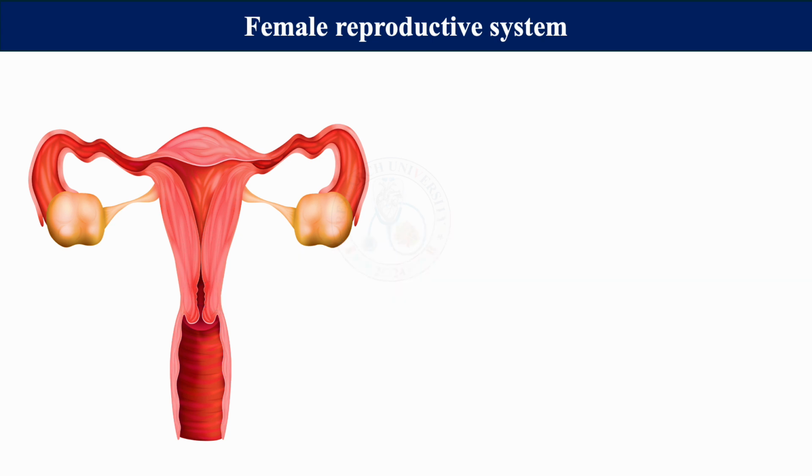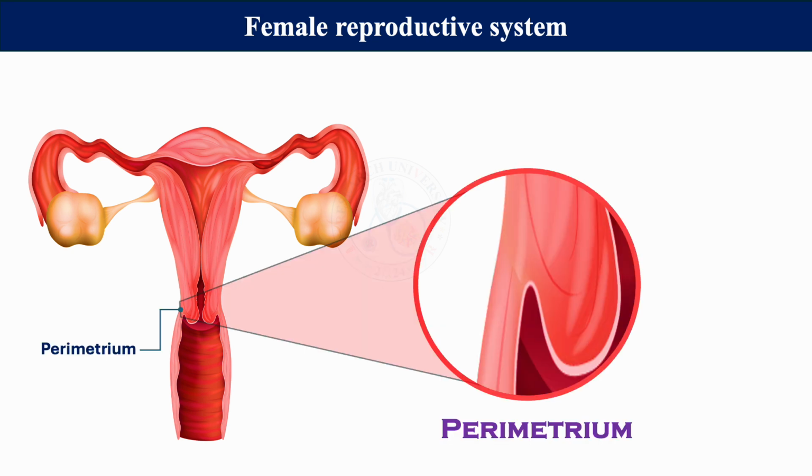Another layer is perimetrium. Perimetrium serves as the outermost layer of the uterus, comprising a thin sheet of connective tissue. Its primary function is to offer structural support to the uterus, aiding its positioning within the pelvis. Although perimetrium is less directly engaged in the active process of menstruation and childbirth compared to the inner layers of the endometrium and myometrium.